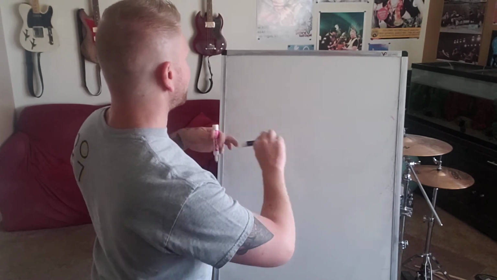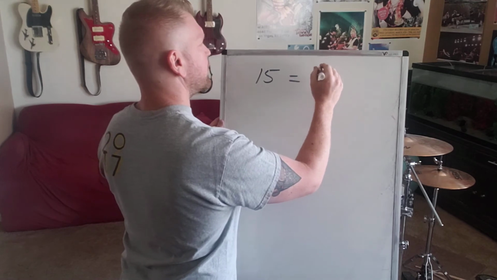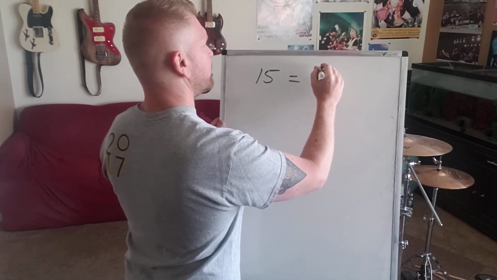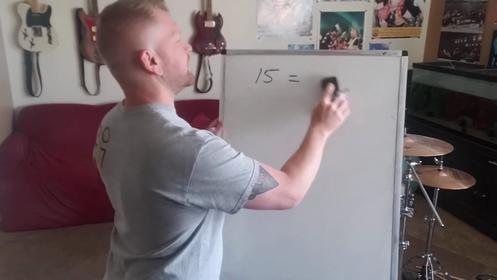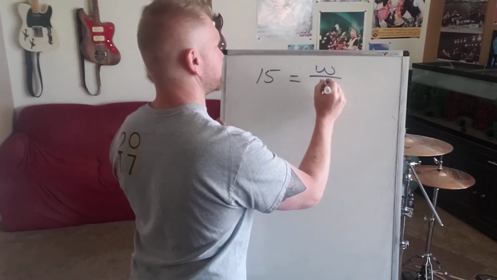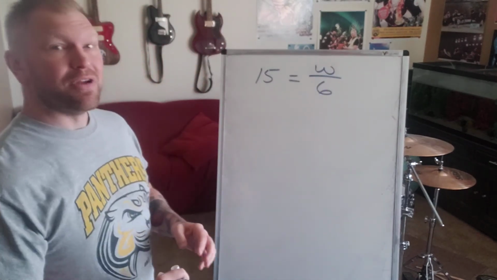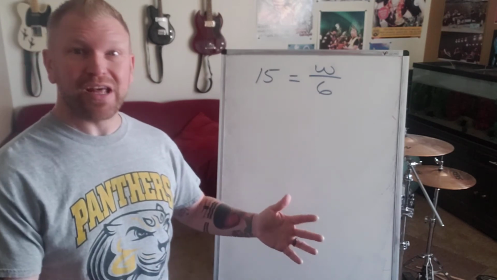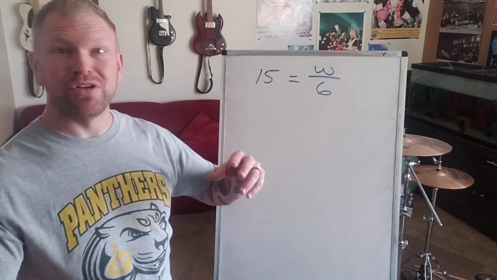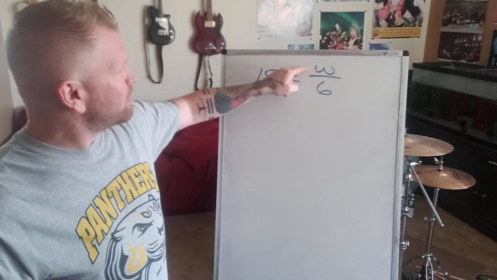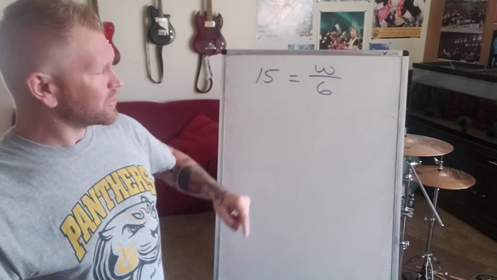All right, in this example, let's have 15 is equal to, let's see here, W divided by 6. 15 is equal to W divided by 6. Now, many of you might kind of freak out and go, oh my God, it's a fraction. I can't do fractions. But check it out. It's not really a fraction. It's really a division problem. Because remember, a division problem is a fraction. So W over 6 is W divided by 6. 15 equals W divided by 6.